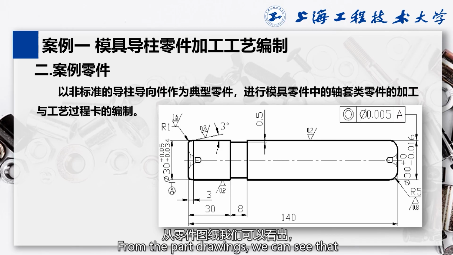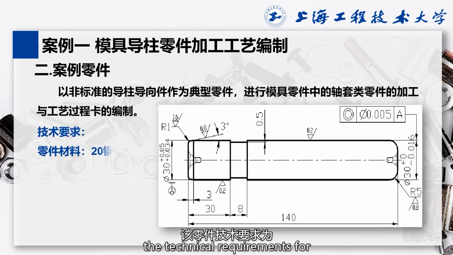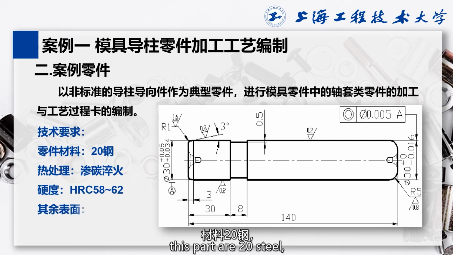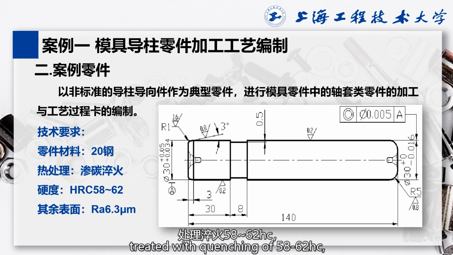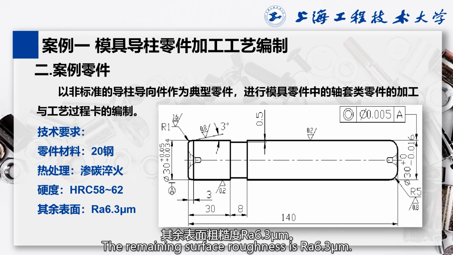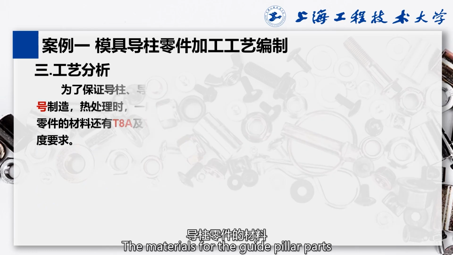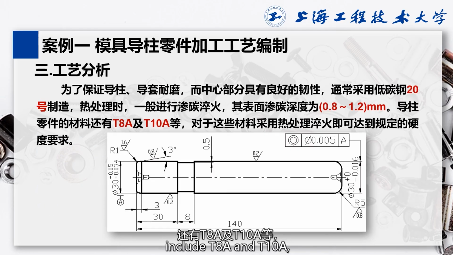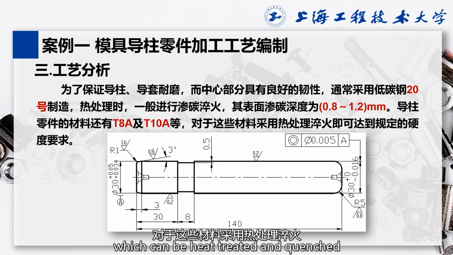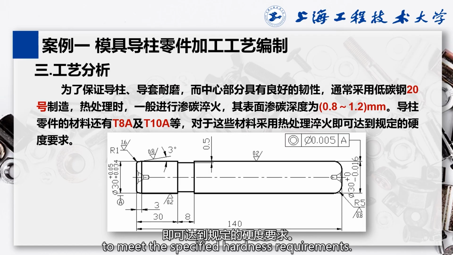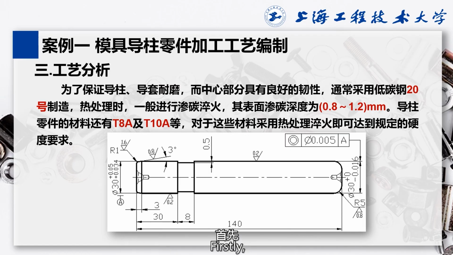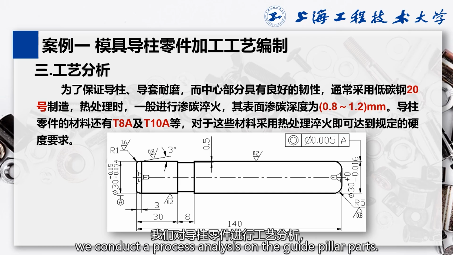From the part drawings, we can see that the technical requirements for this part are 20 steel, treated with quenching of 58 to 62 HRC and surface carburizing of 0.8 to 1.2 mm. The remaining surface roughness is Ra 6.3 μm. The materials for the guide pillar parts include T8A and T10A, which can be heat treated and quenched to meet the specified hardness requirements. Firstly, we conduct a process analysis on the guide pillar parts.